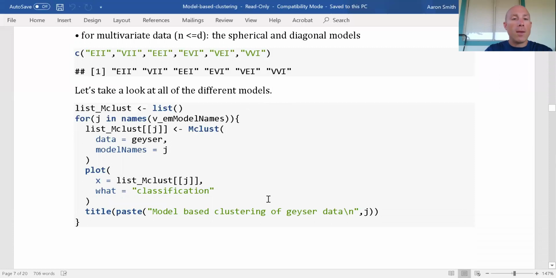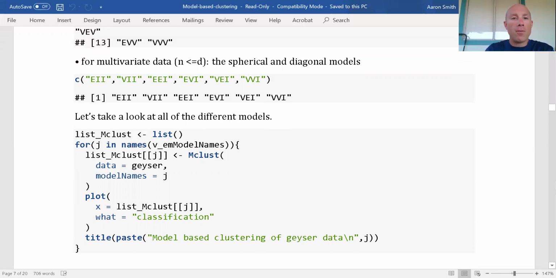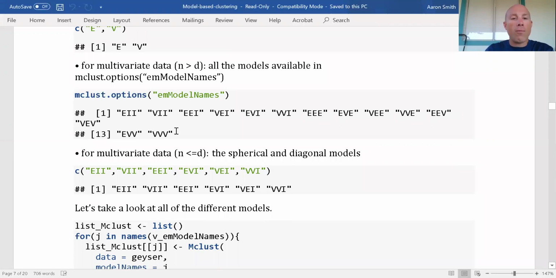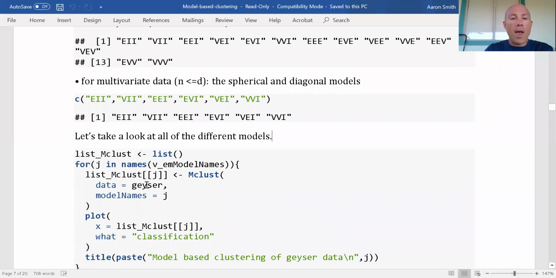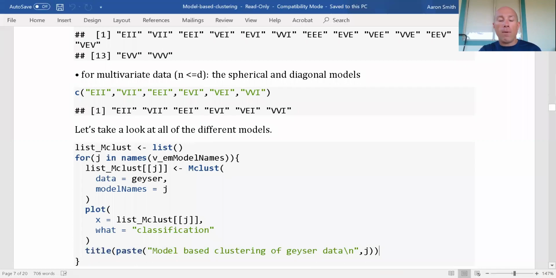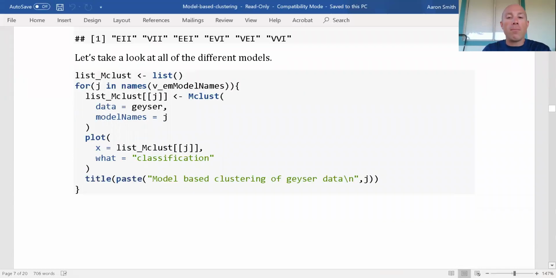So what I'm going to do is make a list of MCLUST models, and I'm just going to iterate over all 14 of these. The data is my geyser data. The model name is just the value that I have up here. Then we're going to plot the classification just to see, hey, does this model look good? And then I slap on a title that includes the parameter of the model. That way, if I want to go back and start digging into it, I know which one to look at.